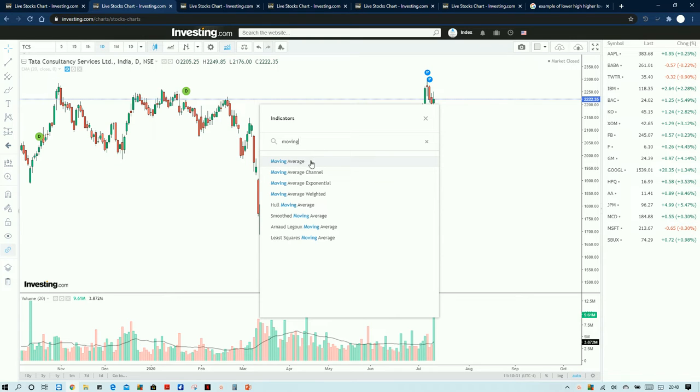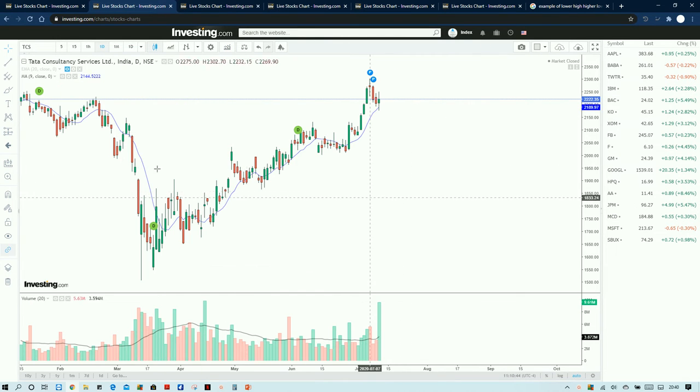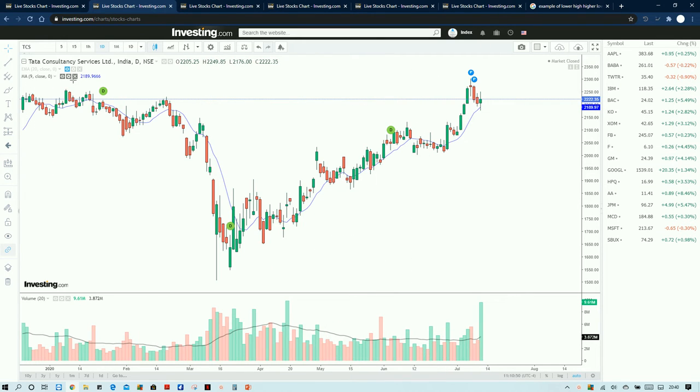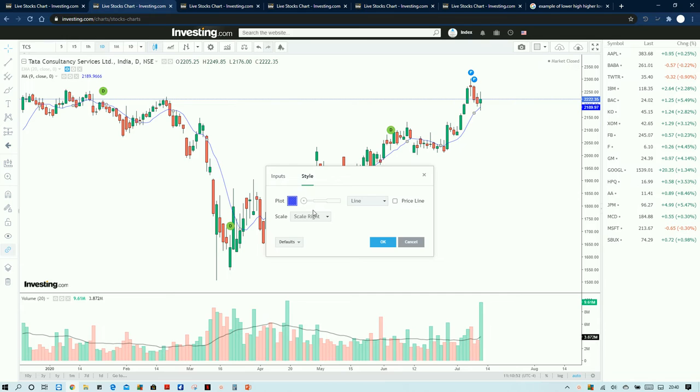So in the moving average, you can say plain simple moving average and exponential moving average. Now we will check both the things. So first, this moving average we will select. In the moving average, by default it comes with a 9 period. Now we select this to 20 period.